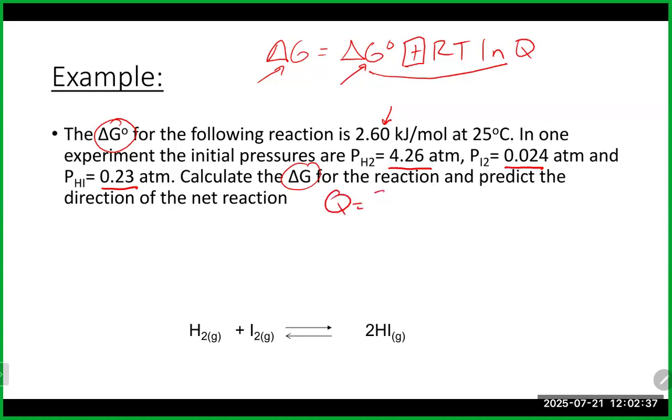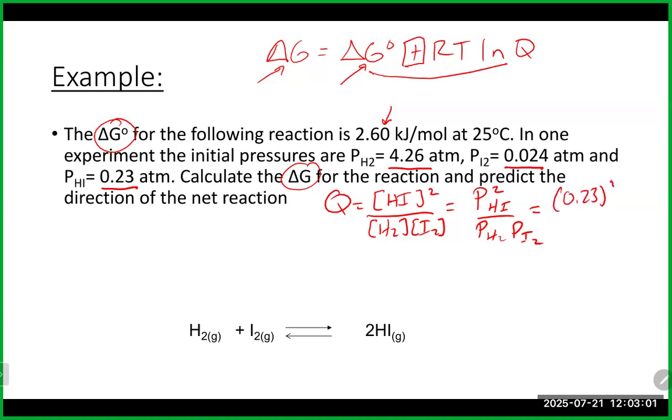Q, again, is going to be our products divided by our reactants. And again, we've got to square it because of the coefficient. In this particular case, since we're doing pressures, we'll need the pressure squared of HI, the pressure of H2, and the pressure of I2. So putting our numbers in here, HI is 0.23. We've got to square it, divided by our H2, 4.26, and our I2, 0.024 in this case. That's going to get us here.